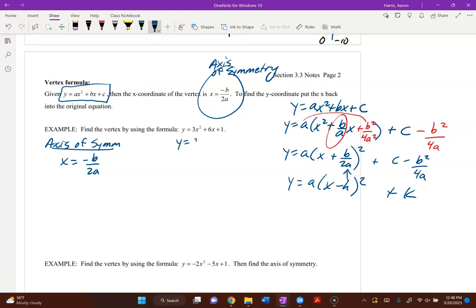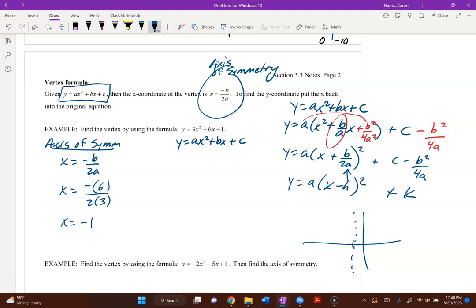Okay, so here's our 3x squared plus 6x plus 1. Can you see how our a is 3, our b is 6, and our c is 1? So let's plug it in. Let's find our axis of symmetry. Negative, what's our b? What's our a? 3, right? So we got negative 6 over 6, which is negative 1. So this is our axis of symmetry, x equals negative 1, right? So the parabola is reflective about that line, x equals negative 1.